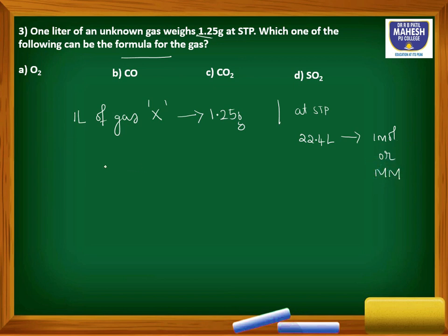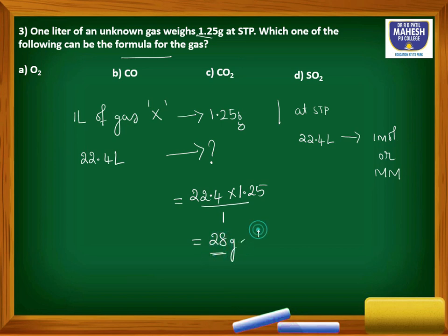So let us use this concept. 1 liter of gas has a mass of 1.25 grams. Then 22.4 liters has how much mass? We know that 22.4 liters is the volume occupied by 1 mole or molar mass of any gas. So simple cross multiplication, 22.4 into 1.25 divided by 1 liter. This comes out to be 28 grams. So 28 gram is nothing but the molar mass of the gas.